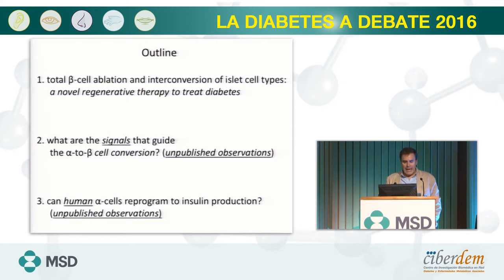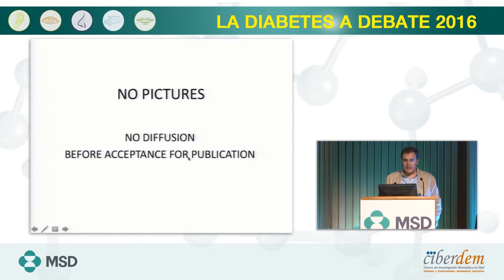to treat diabetes. And then today I chose to present a number of experiments aimed at trying to address the nature of the signals that drive this plasticity, how alpha cells can change their identity in these mice. And also I will present a few ongoing studies on human alpha cells and how we can make them start making insulin.